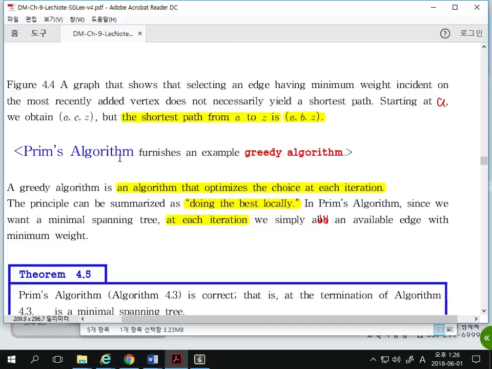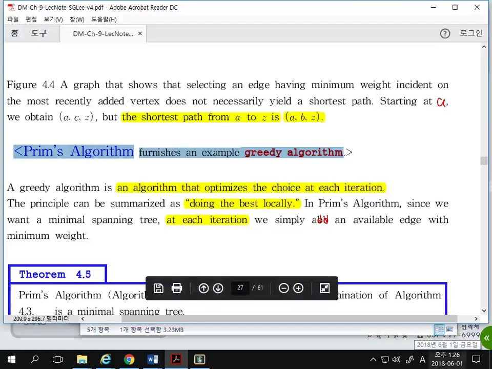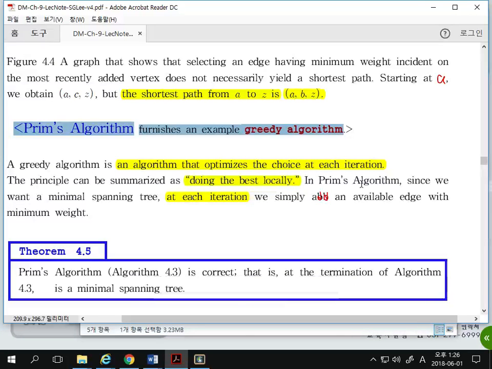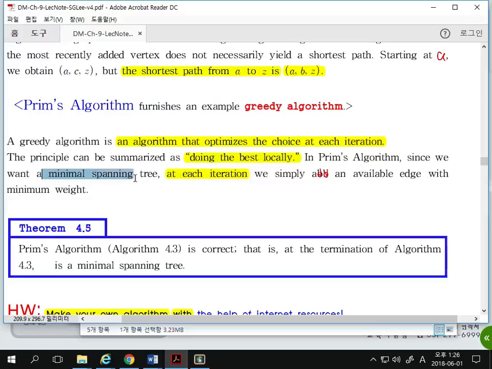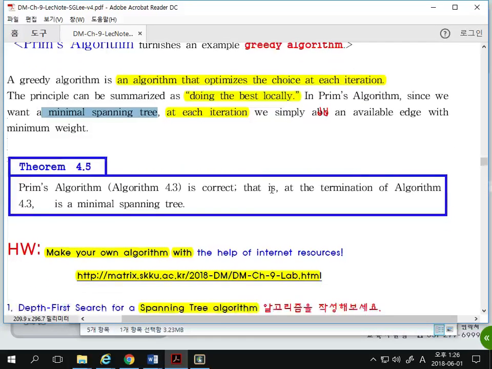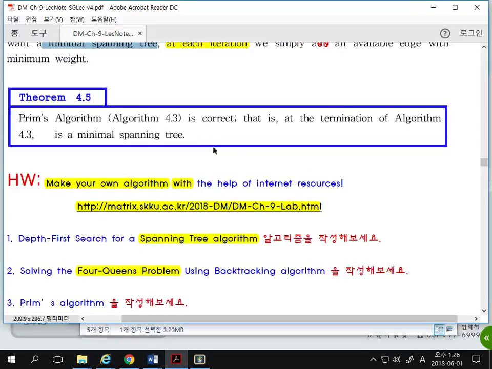And the important thing is that Prim's algorithm furnishes an example of a greedy algorithm, which means an algorithm that optimizes the choice at each iteration. The steps in principle can be summarized as doing the best locally. In Prim's algorithm, since we want a minimal spanning tree, at each iteration we have to do lots of computations. Prim's algorithm is correct.